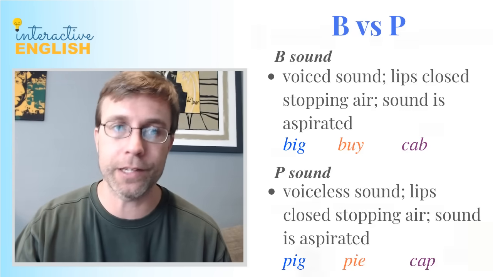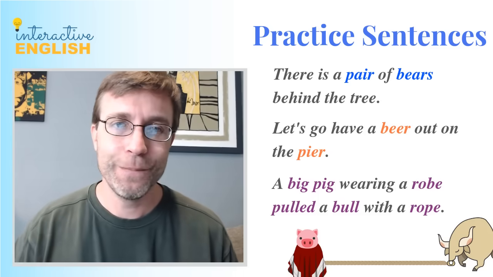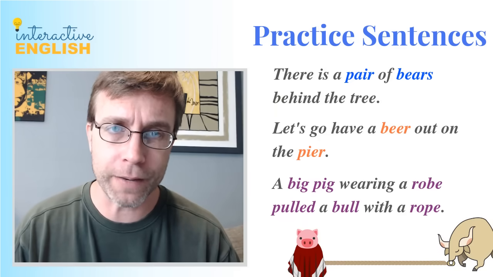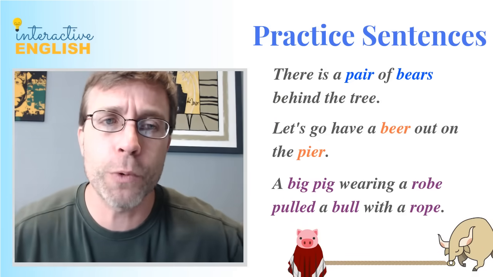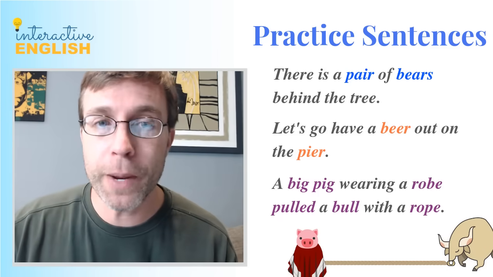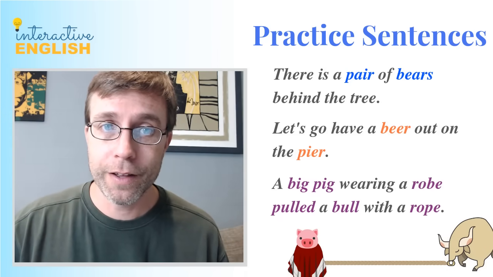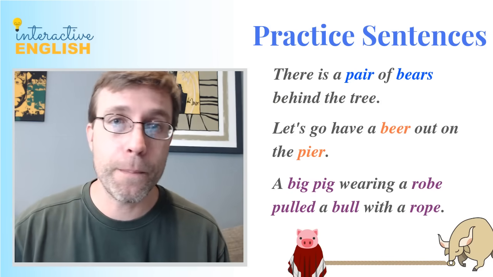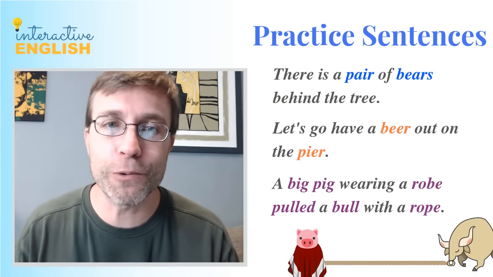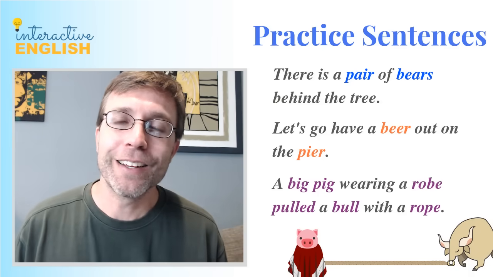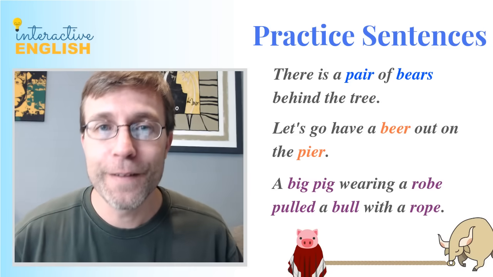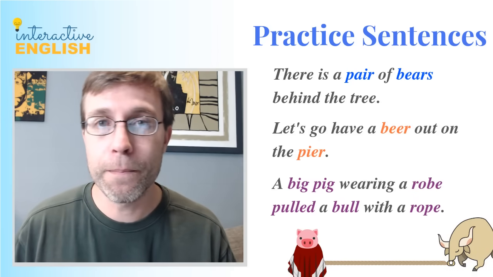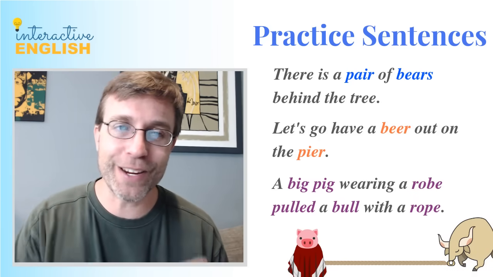So let's look at some sentences. I have a few sentences that I want you to say with me. Practice that P B sound. The first one, the blue one up there. There is a pair of bears behind the tree. Pair, bear. Let's look at the orange one. Somebody might say, hey, let's go have a beer out on the pier. Beer, pier.